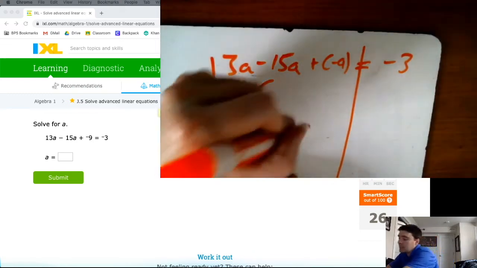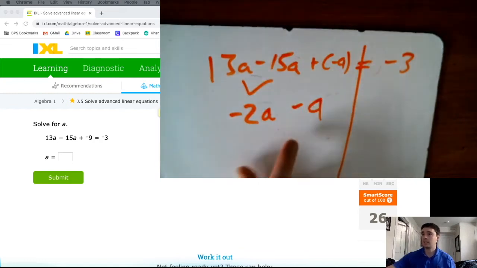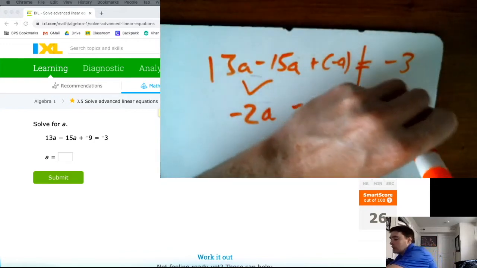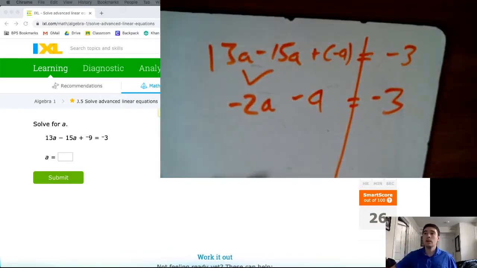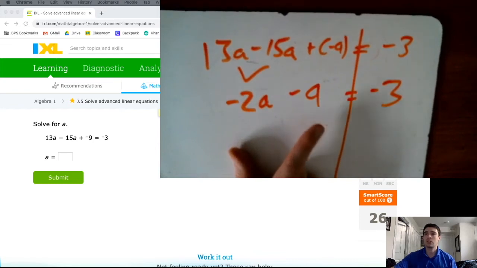We've still got the plus -9. I'm going to write that as a -9. Adding -9 is the same exact thing as subtracting 9, so I'm just simplifying along the way. That needs to be equal to -3. Now that I've taken the step of simplifying, of combining the like terms that I can at the beginning of the equation, it looks very much like the 2-step equations you did on assignment J4.